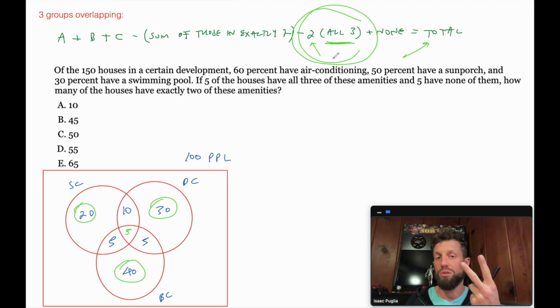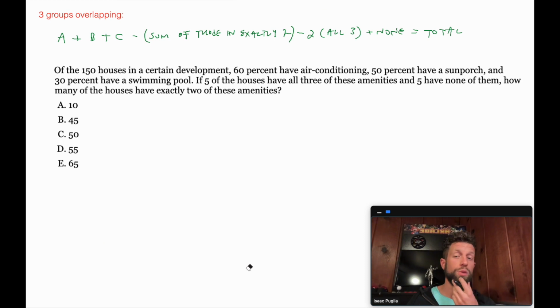So we multiply by 2 to double subtract them and get them counted only 1 time. I hope that clears up why that formula works. Feel free to reach out if you have any questions about that. Otherwise, let's dive into why this formula is so cool on a problem like this.